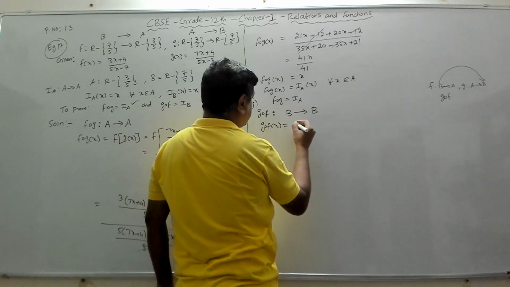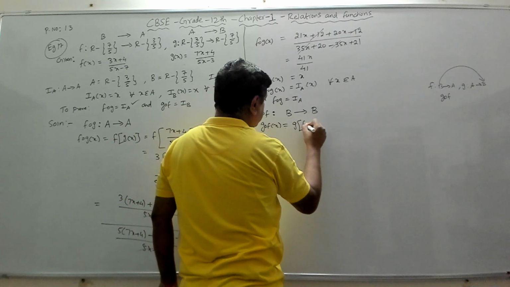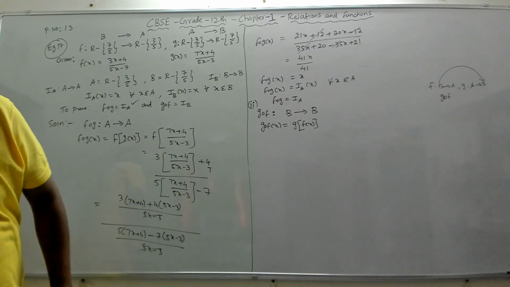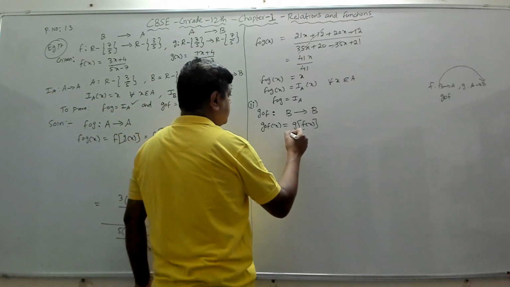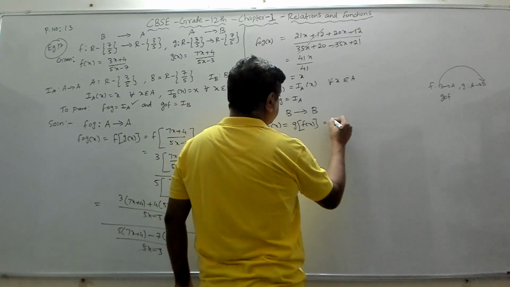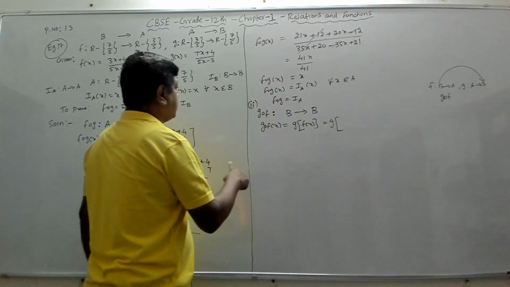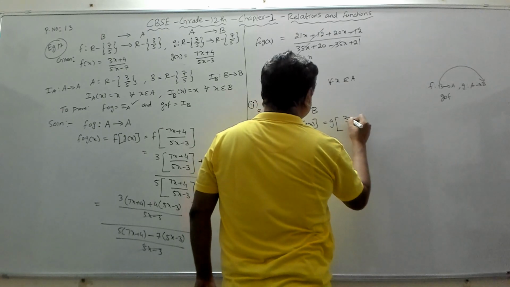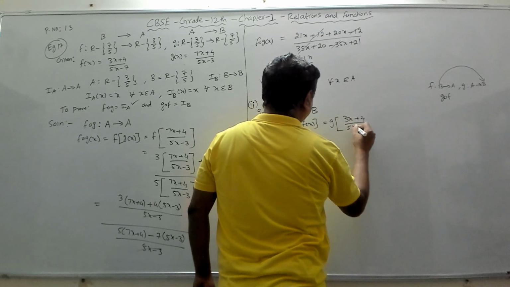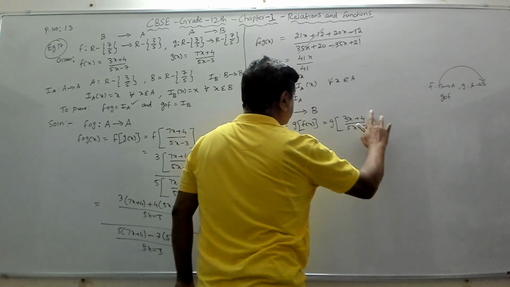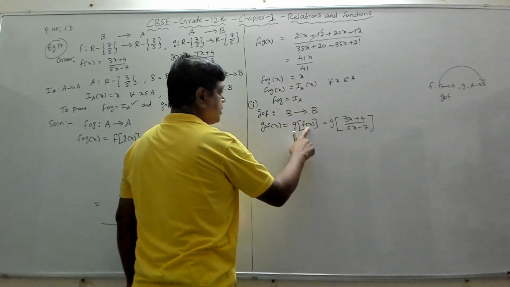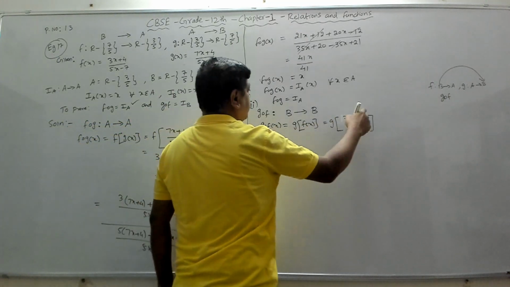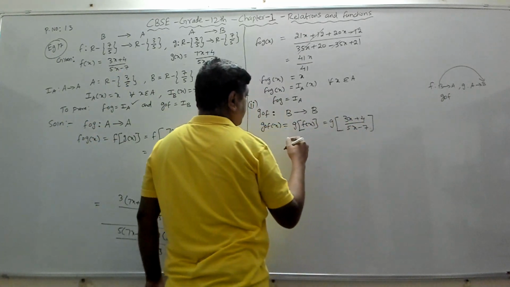What is G of F of X? That is G of F of X. So that is equal to G of, what is F of X? F of X is this, 3X plus 4 by 5X minus 7. So instead of F of X, I am putting the F of X value. F of X value is 3X plus 4 by 5X minus 7. That I am putting here: 3X plus 4 by 5X minus 7.